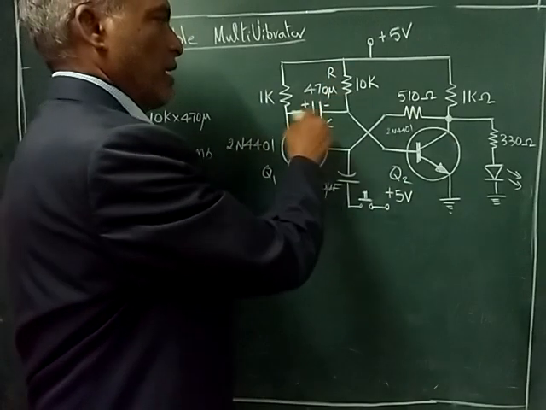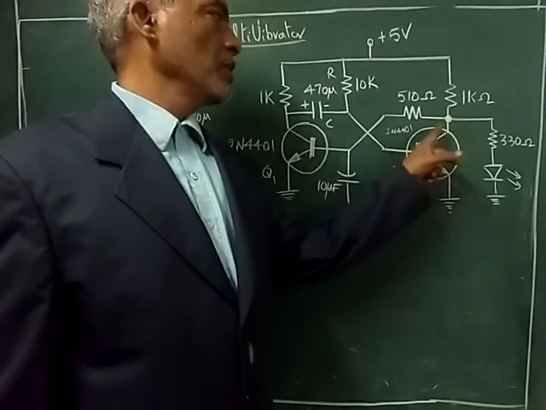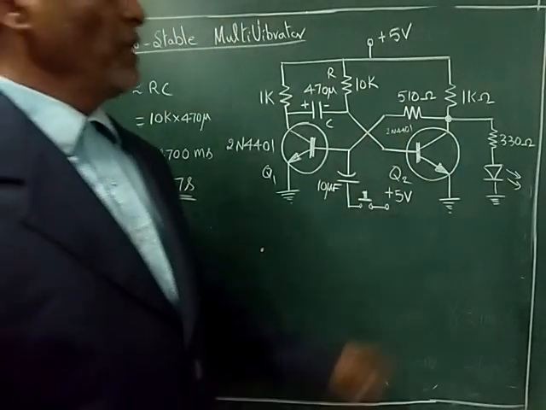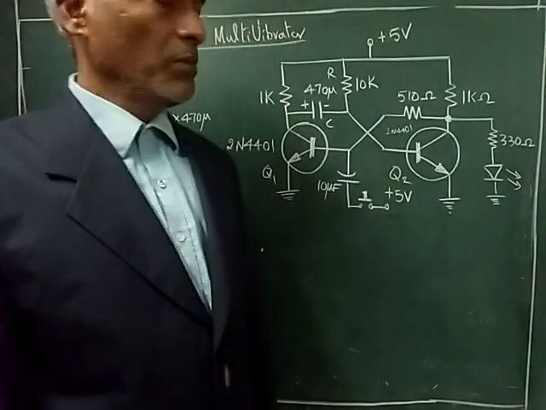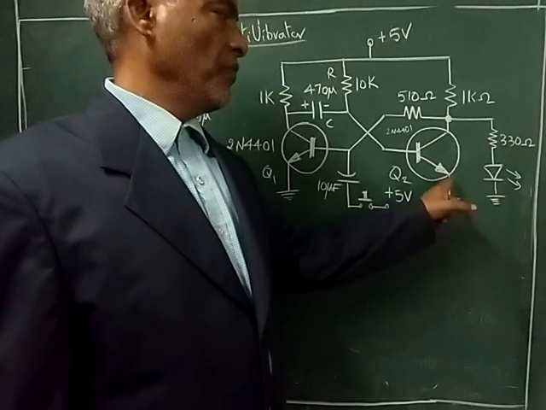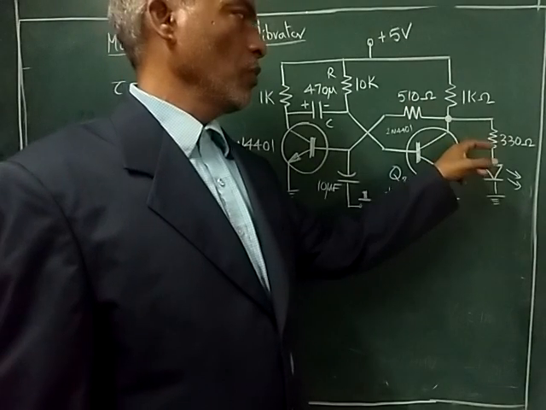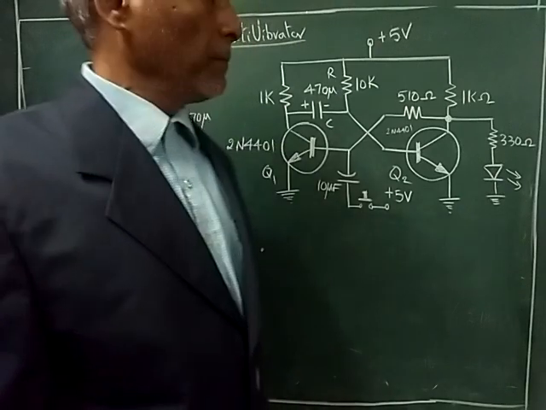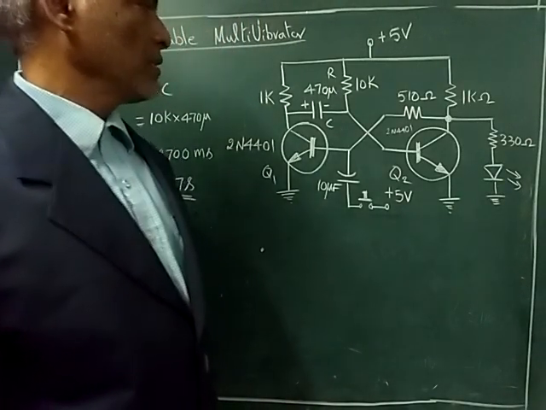Okay, through this only it gets charged. And the feedback from Q2 to Q1 is through 510 ohms and it goes to the base. Whenever the Q2 is off, the LED will glow. That means Q2 is in off condition. Only if it is off, you will see the voltage between this point and this point is equal to 5 volts. Therefore, this LED will go into on condition. Okay. Now we will see the transistor analysis.